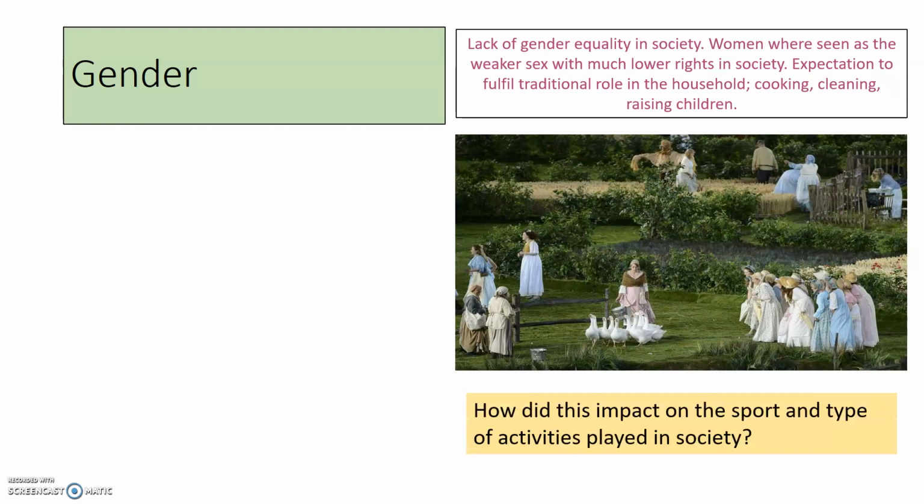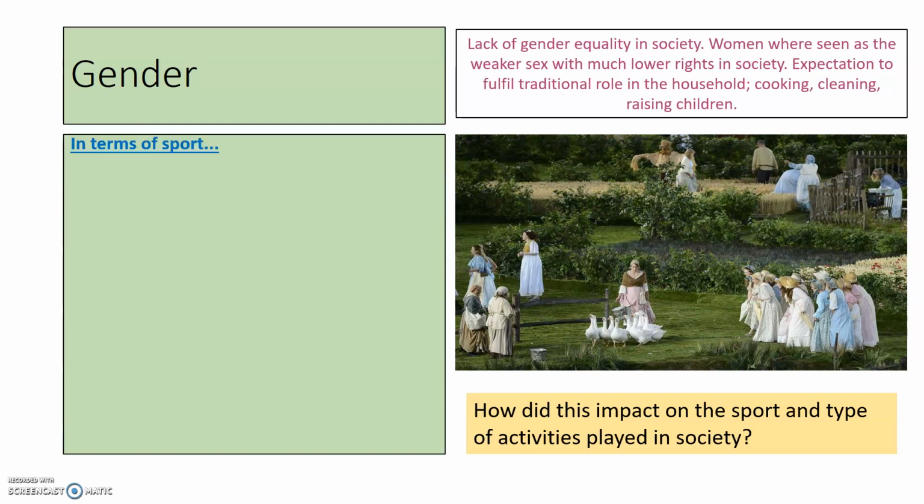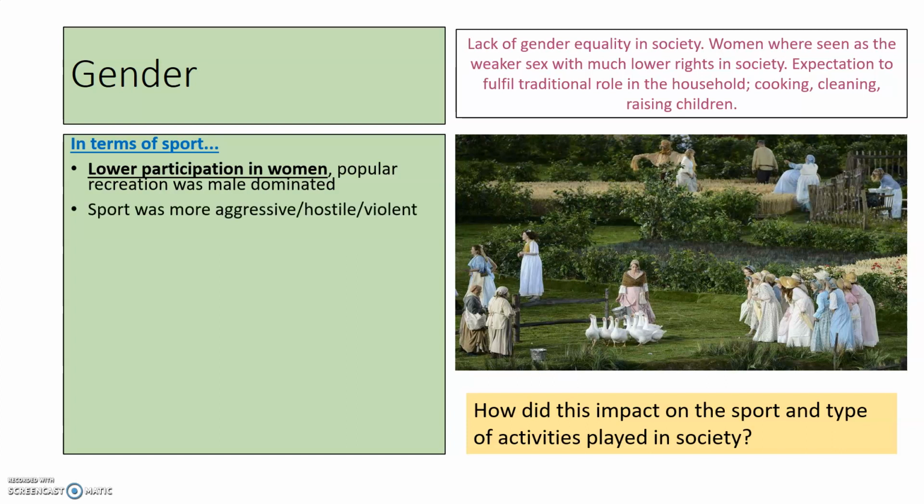So again, pause your video here and think about how this had an impact on the activities that would have been played in society. Okay, so if women were at home, ultimately that meant that they participated very little in sports. So a lot of this popular recreation would have been male dominated. And as it was male dominated, these sports would have been more aggressive, more hostile, and more violent ultimately.